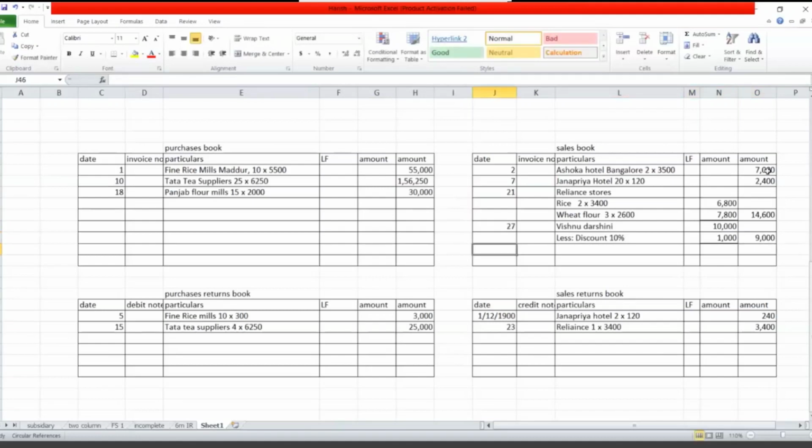Now, what is the total? I think we have taken all the transactions, right? Please check the total. How much will you get? This is 33,000, and this is 2,41,250. Then this one 28,000. This is 3,640. Right? So mention the total.